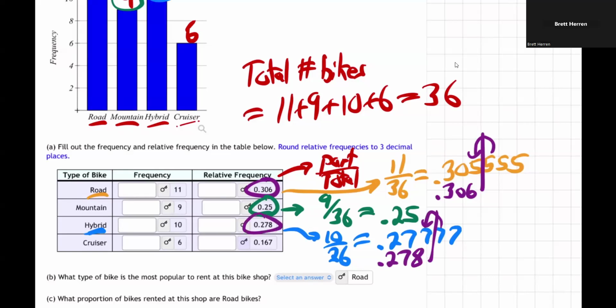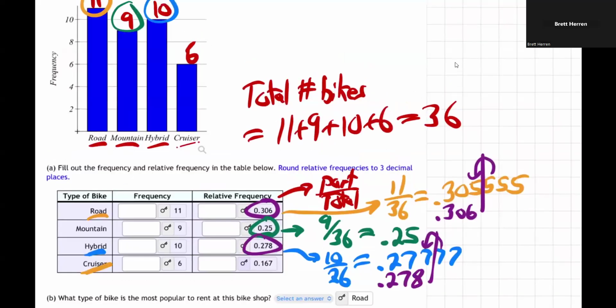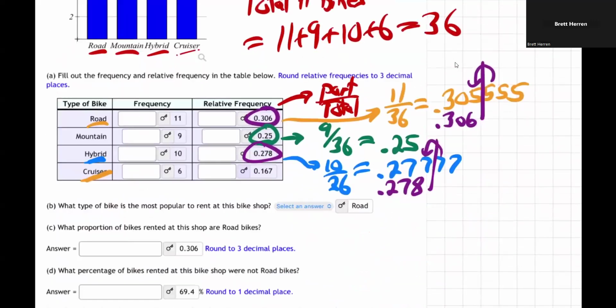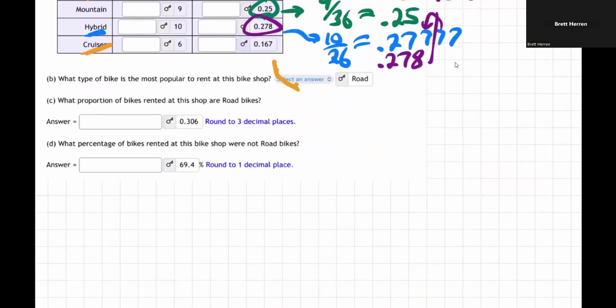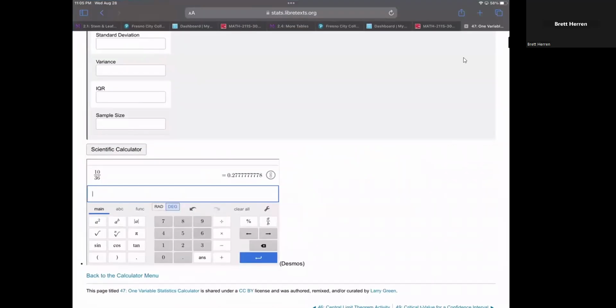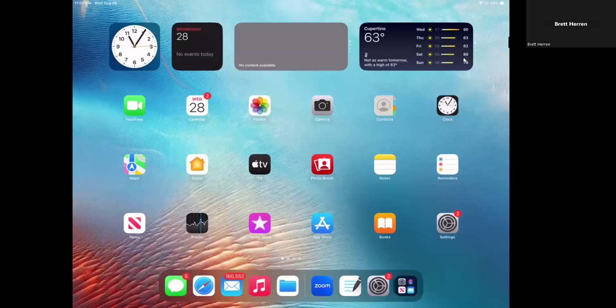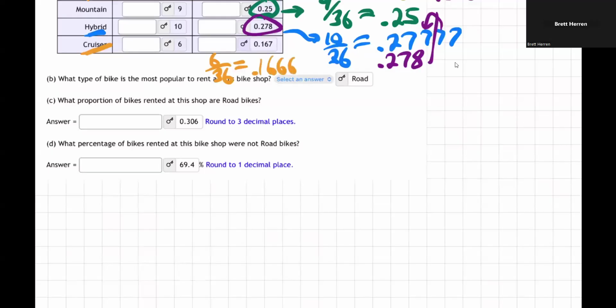Last one, the cruiser. So for the cruiser, up here, that's 6 bikes. That's 6 out of 36. Let's hit the buttons on the calculator. So 6 out of 36. Hit enter, and you get 0.1 with a bunch of 6s. Again, stop at 3 places. That's a 6, which says round up, 0.167, which is what they got.